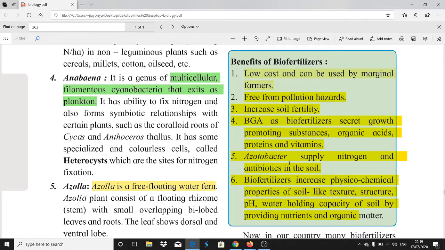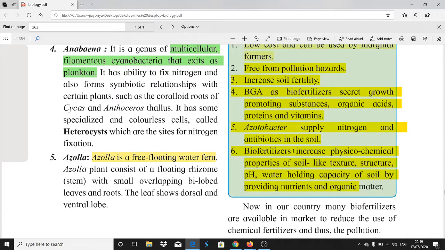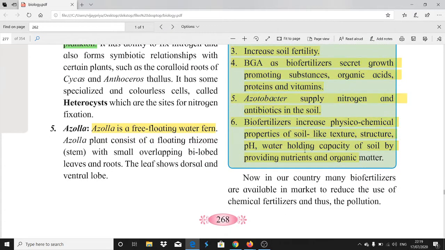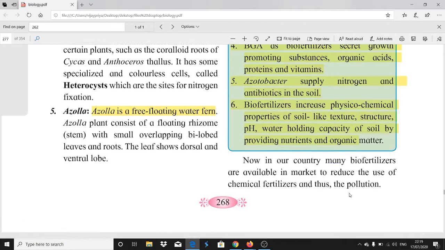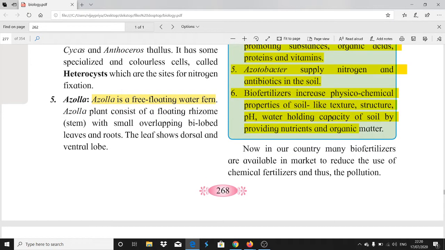Azotobacter supplies nitrogen and antibiotics in the soil. Biofertilizers improve the physical and chemical properties of soil like texture, structure, pH and water holding capacity by providing nutrients and organic matter. So these are the advantages of biofertilizers.